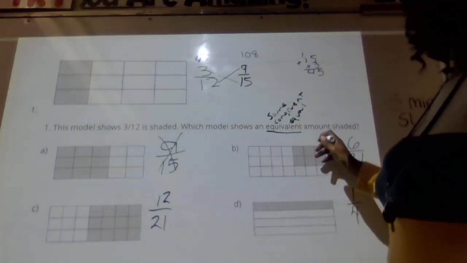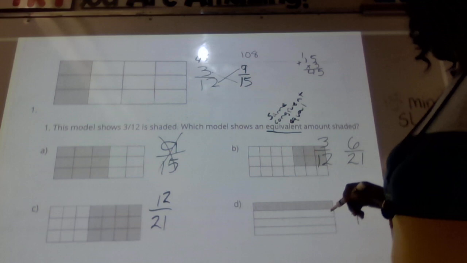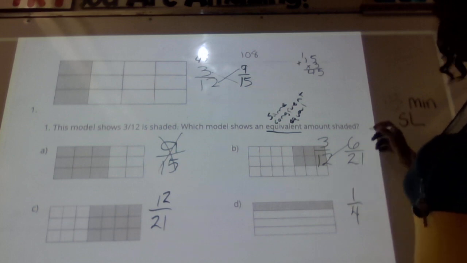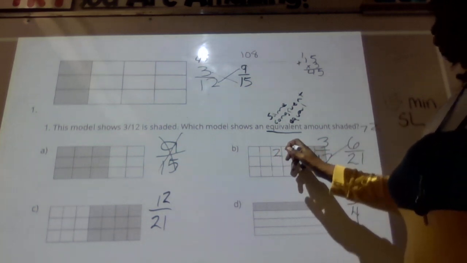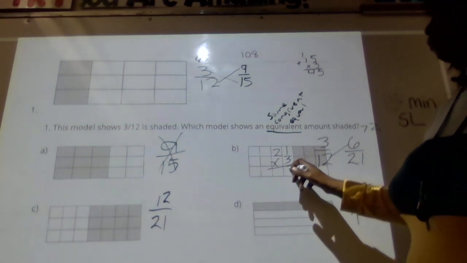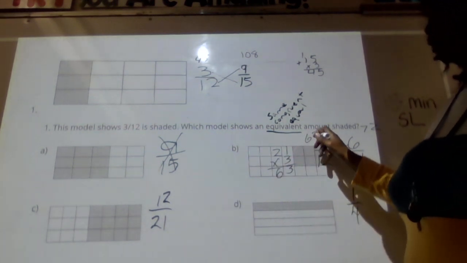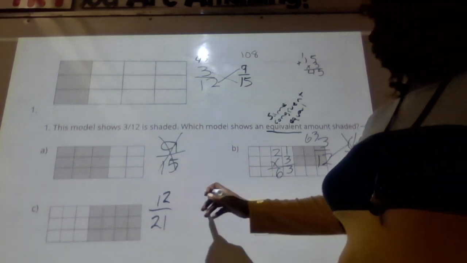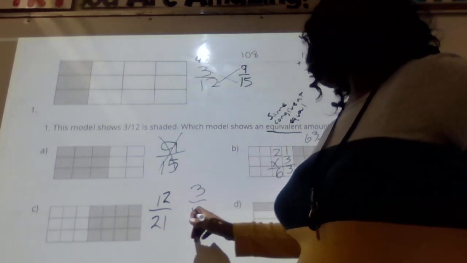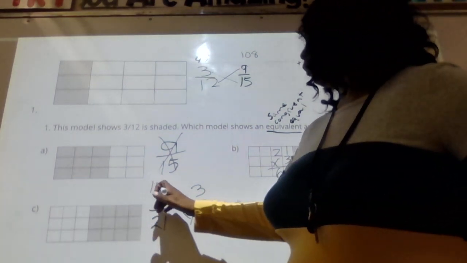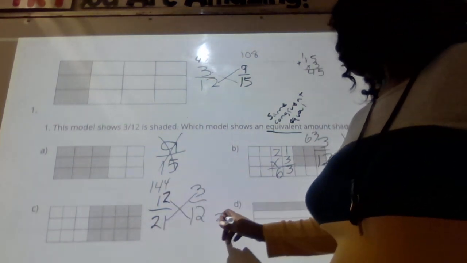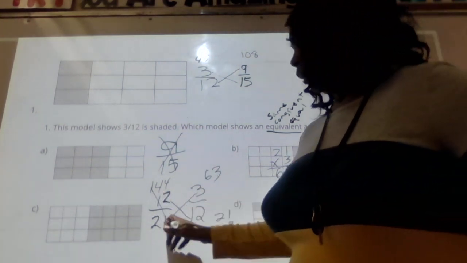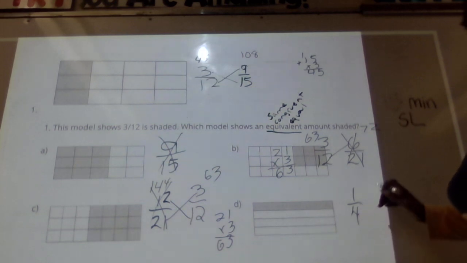So we go to B. We have 3/12 and we have 6/21. So we know 6 times 12 is 72. Then we have 21 times 3, 63. Again, they are not the same, so we know that it is not B. So we come over here, we have 3 and 12. Well, we know 12 times 12 is 144. And we know 21 times 3 is 63. And these are not the same. Mark it out. So we're going to come to 1/4, and we have 3/12.